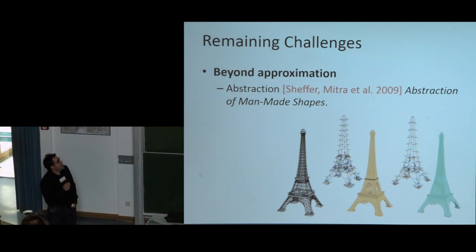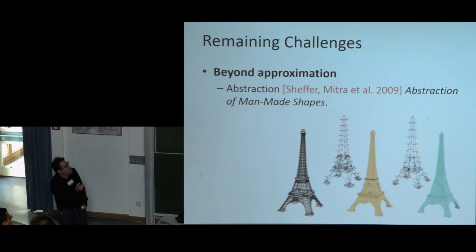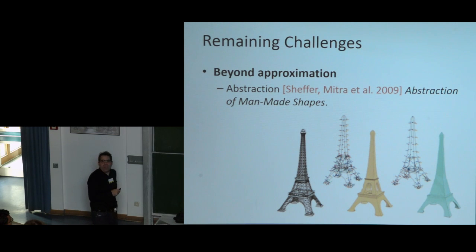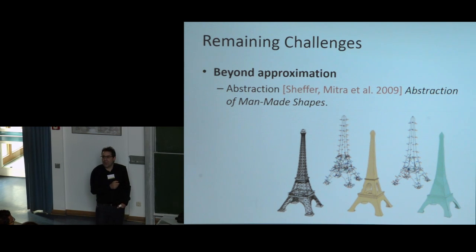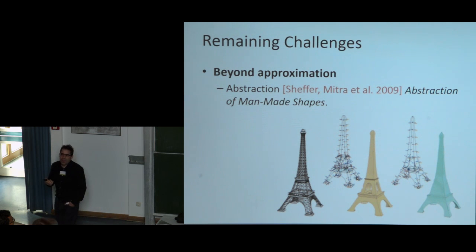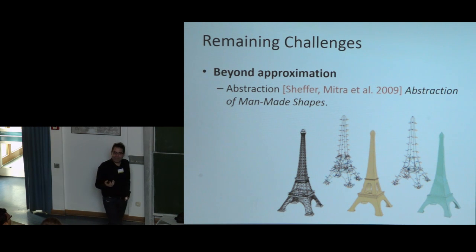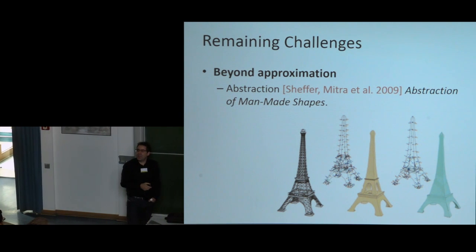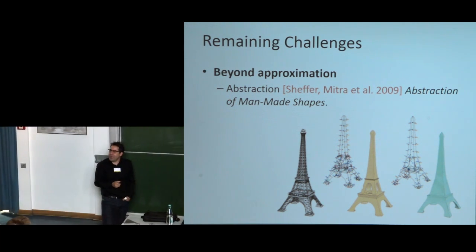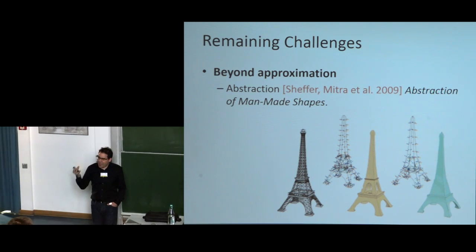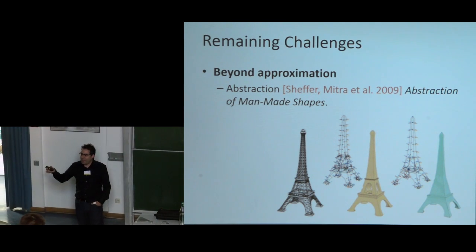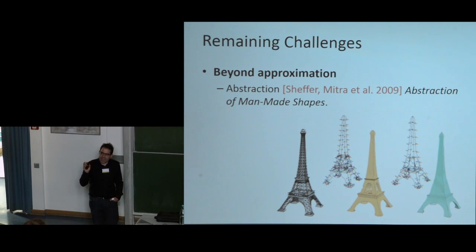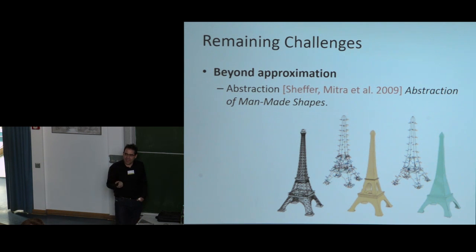Something else, a challenge that has already been explored a bit by other people like Schiffer, Mitra, is beyond abstraction, beyond simplification, beyond approximation. It's called abstraction. Let's say you want the Eiffel Tower, but you want an abstraction of it. You don't care about being faithful. You want a handful of primitives that approximate well the essence and the structure of this model.